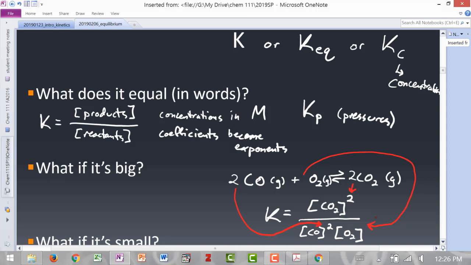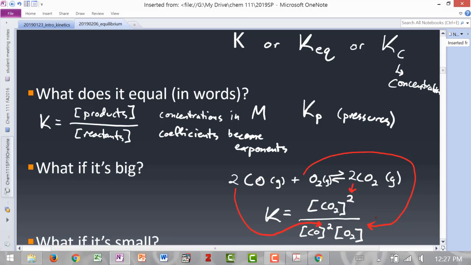So these are concentrations. The values that actually go in there, like if I measure a concentration of CO2, a concentration of CO, a concentration of O2, at equilibrium, when the system is in balance, I can plug those concentrations in and calculate a value, algebraically, arithmetically. Now we get a value for K.